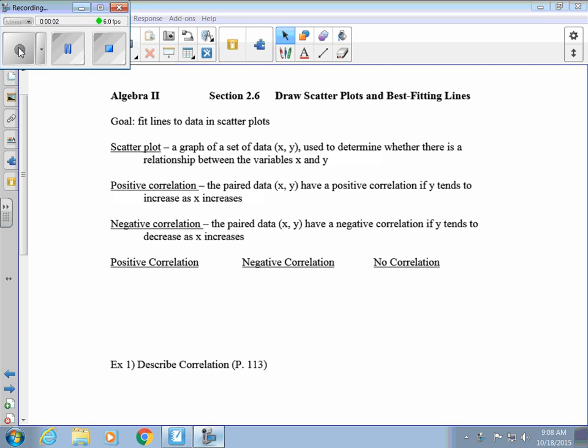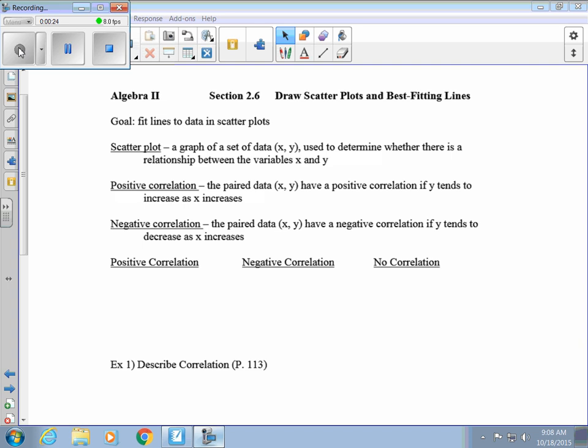Today we're going to be looking at section 2.6, which is on drawing scatter plots and best fitting lines. So our goal today is to fit lines of data into a scatter plot. Now a scatter plot is just a graph of a set of data points, x and y, used to determine whether there's any type of relationship between the two variables x and y.